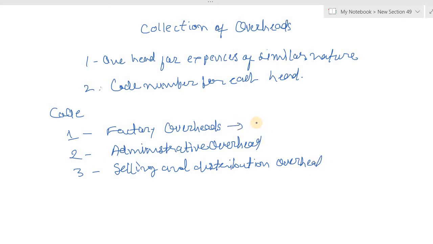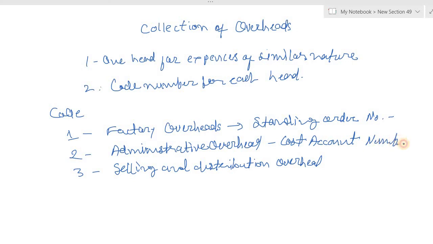Factory overhead called standing order number. Administrative overhead also known as cost account number. And selling and distribution overheads also called cost account number.